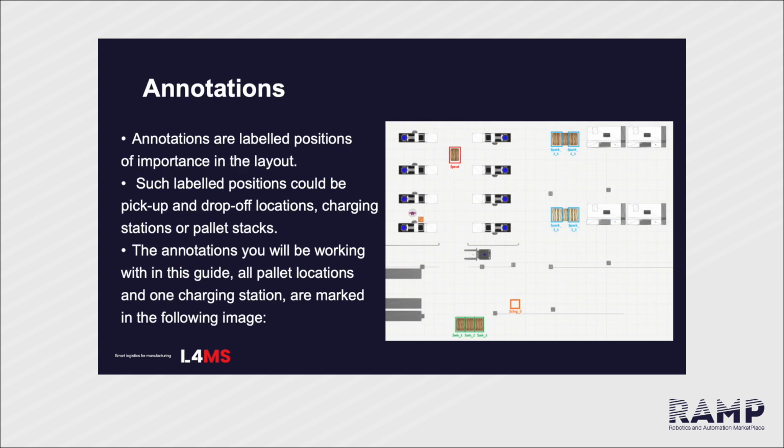Then, we also have to define the annotations. Annotations are labeled positions of importance in the layout. Such labeled positions could be pick-up and drop-off locations, charging stations, or pallet stacks. The annotations you will be working with during this guide are all pallet locations and one charging station. These are pointed out with different colors in the image.